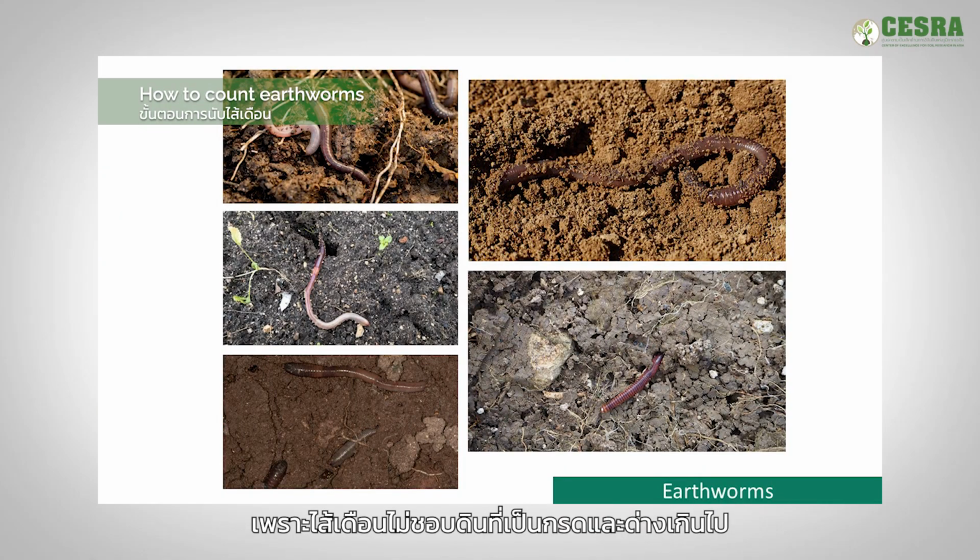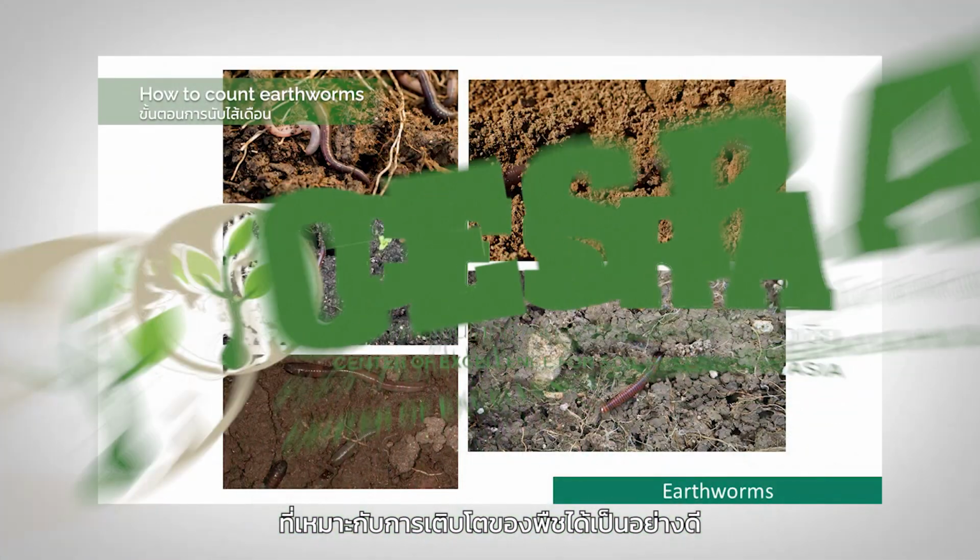Because earthworms don't like soil that is too acidic or too alkaline, or other environments like too dry, too wet, too hot, or too cold. Therefore, the presence of earthworms is a really good indicator of soil condition suitable for plant growing.